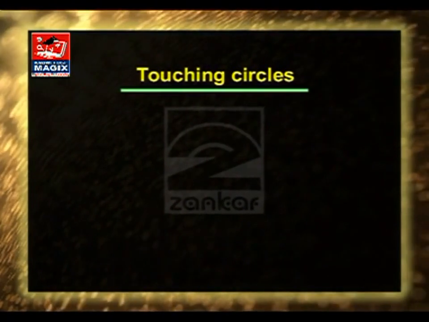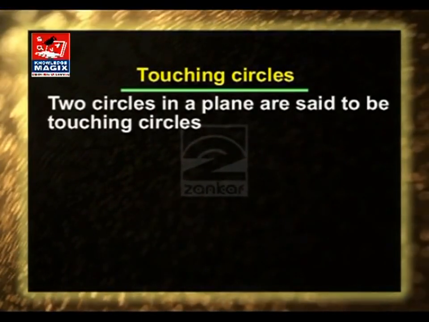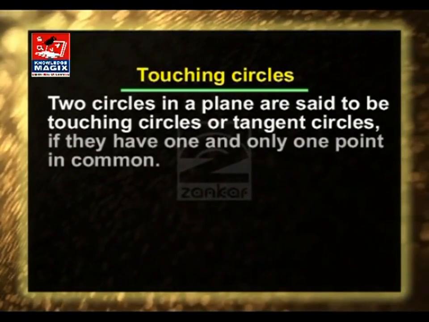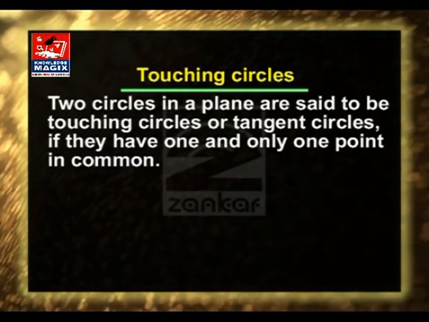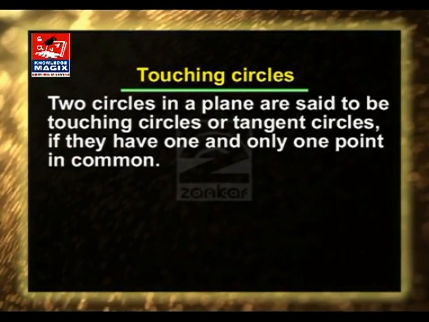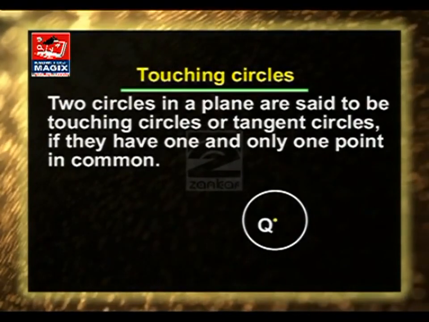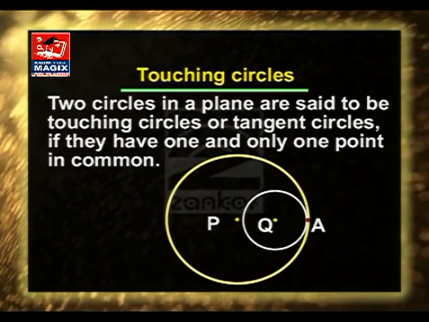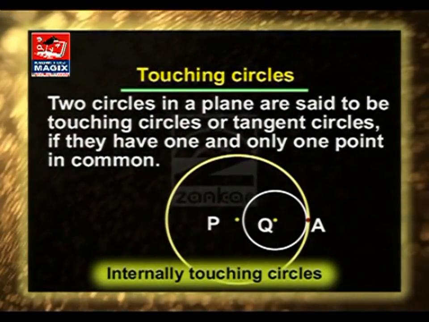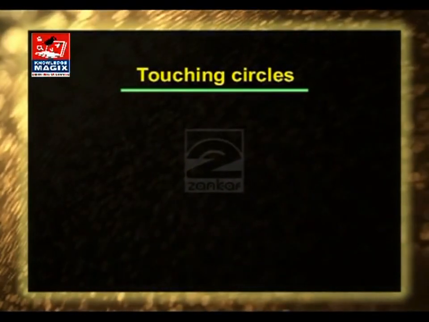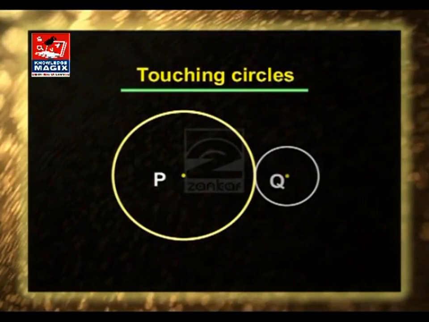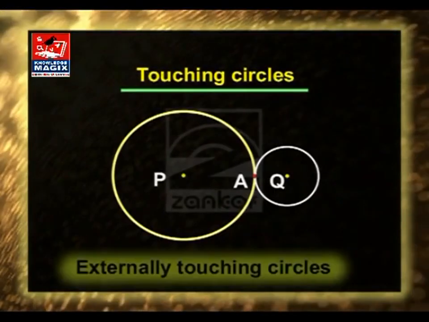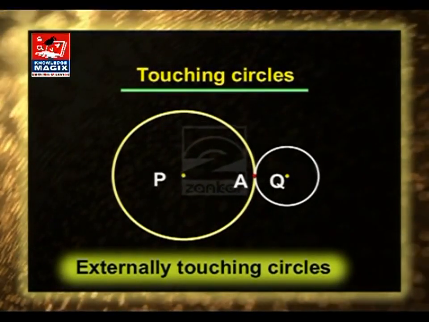Now we'll see about the touching circles. Two circles in a plane are said to be touching circles or tangent circles if they have one and only one point in common. So here, circle with center Q and circle with center P touch each other, but these are internally touching circles. And here, the circle with center P and the circle with center Q touch each other at point A, and these are externally touching circles.